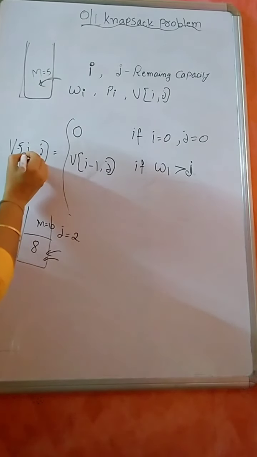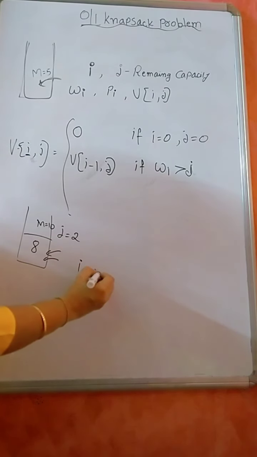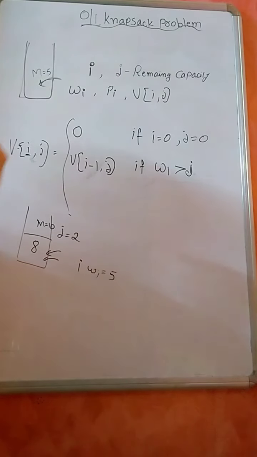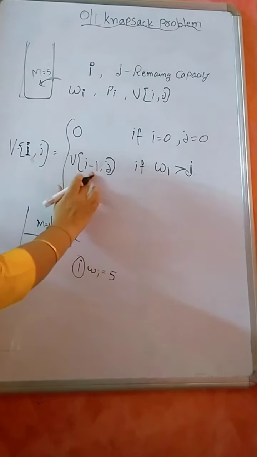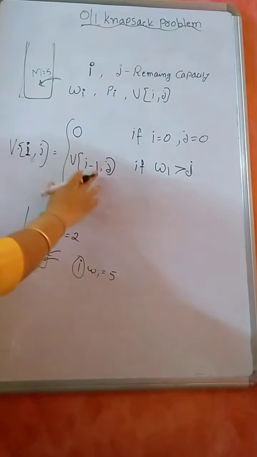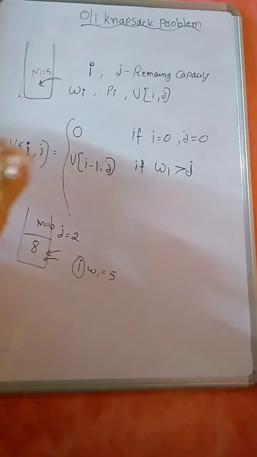Assume that I want to select the ith object. Its weight is 5. Can I insert this particular object whose weight is 5 into this knapsack where the remaining capacity is 2? Highly impossible. So then what is the profit? It is nothing but the previous profit. Previous profit means before I am selecting this ith object, whichever I have selected, with the same remaining capacity, whatever the profit was there, the same thing has to be copied.